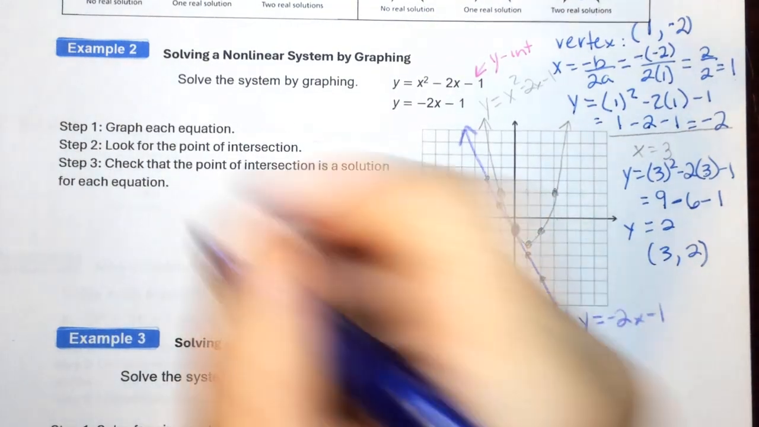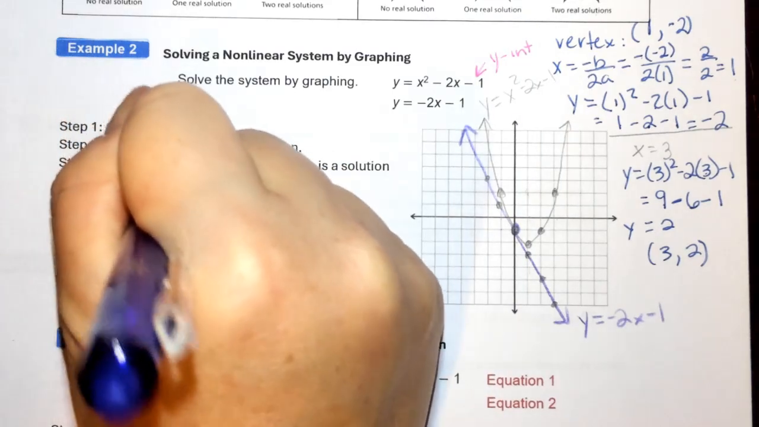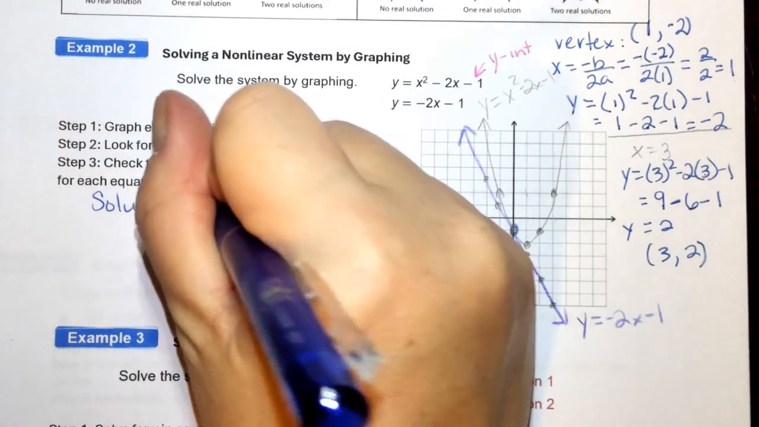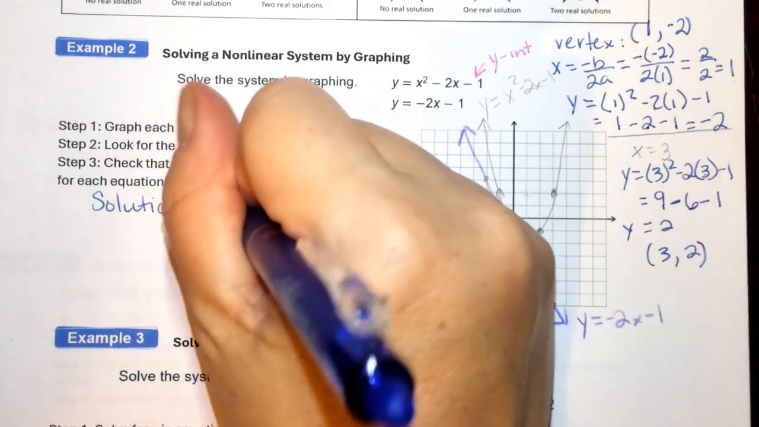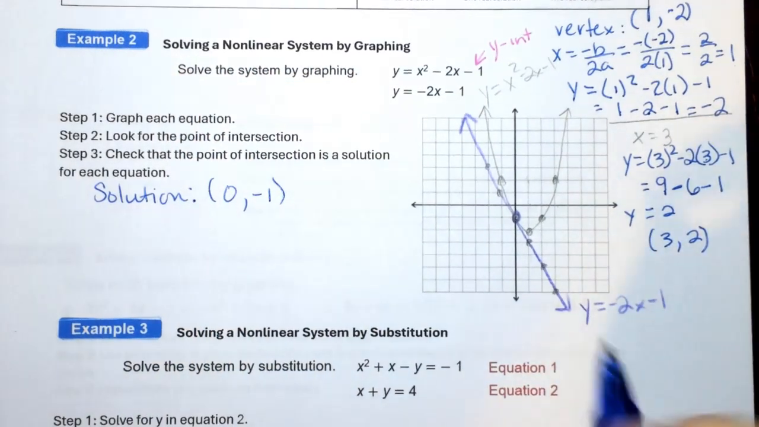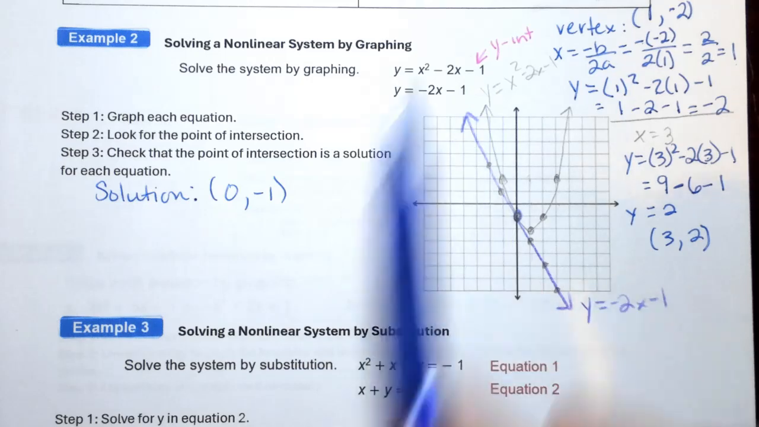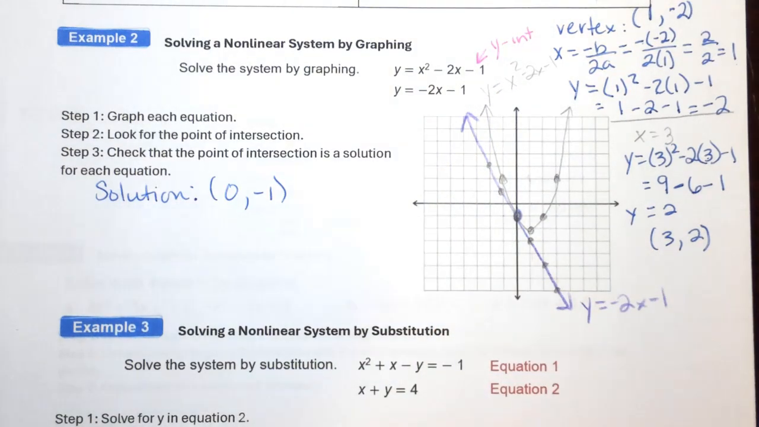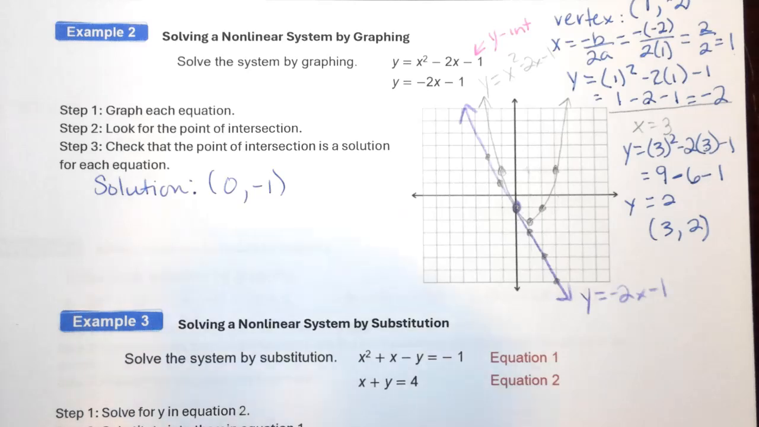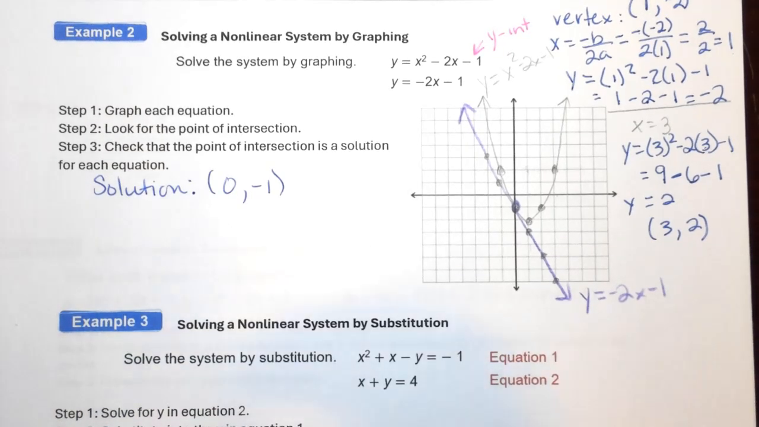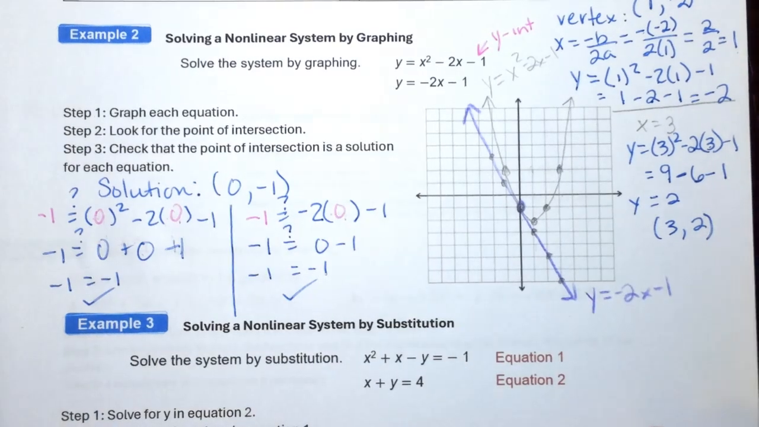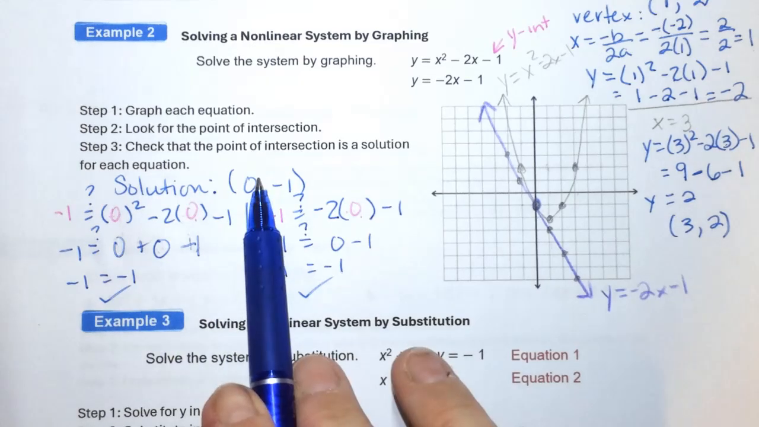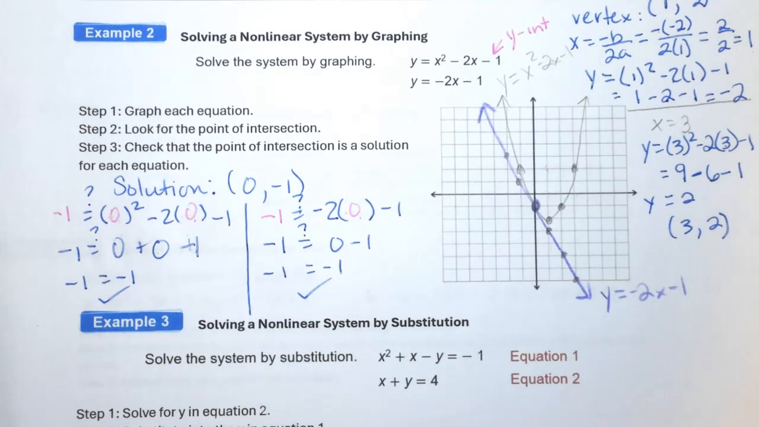So this is our only solution. So we're going to say that the solution is, what is this point? 0, -1. So now you can check your work by plugging in the x and the y value into the equations, see if your solution is true. That's the great thing about math. A lot of times you can check your work to see if your answer is right. So pause the video, check it, and we'll come back together. Alright, so now that we have checked it, using our x and our y, we see that it is a solution. So our solution is 0, -1.